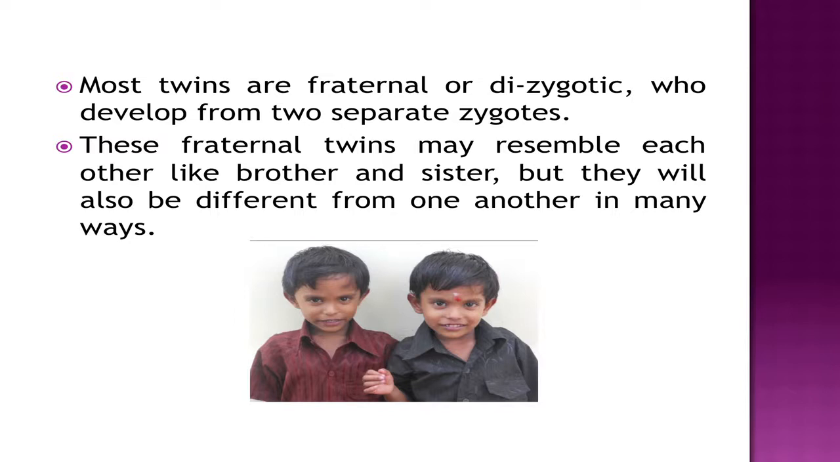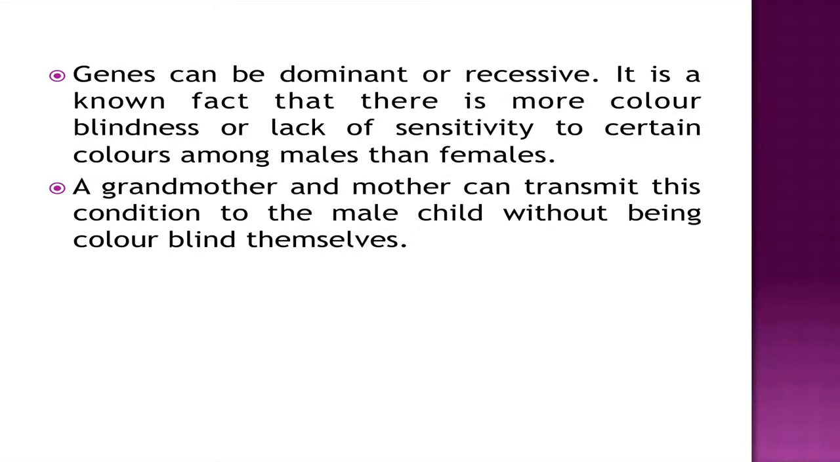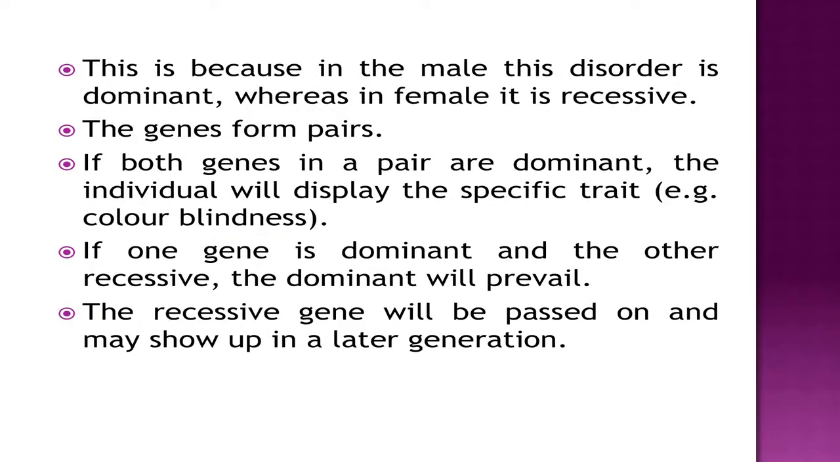The fraternal twins may resemble each other like brother and sister, but they will also be different from one another in many ways. Genes can be dominant or recessive. It is now fact that there is more color blindness, or lack of sensitivity to certain colors, among males than females. A grandmother and a mother can transmit this condition to the male child without being color blind themselves.